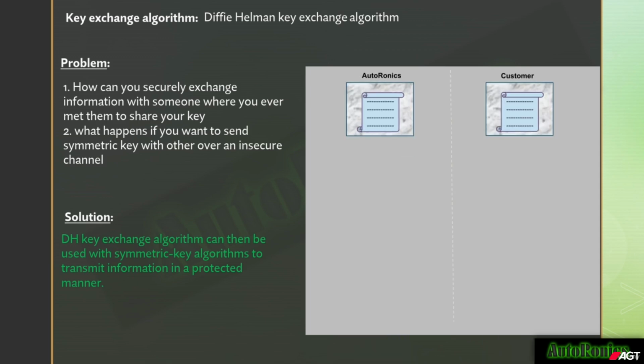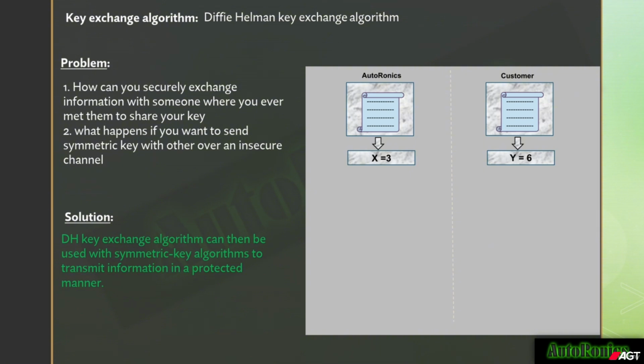So let's take two entities. One is Autronics and one is the customer. If Autronics wants to send their secret key, they should not send the actual secret key directly. Let's understand in depth with this example. First, Autronics settles on a secret number X, which is 3, while the customer chooses their own secret number Y, which is 6.